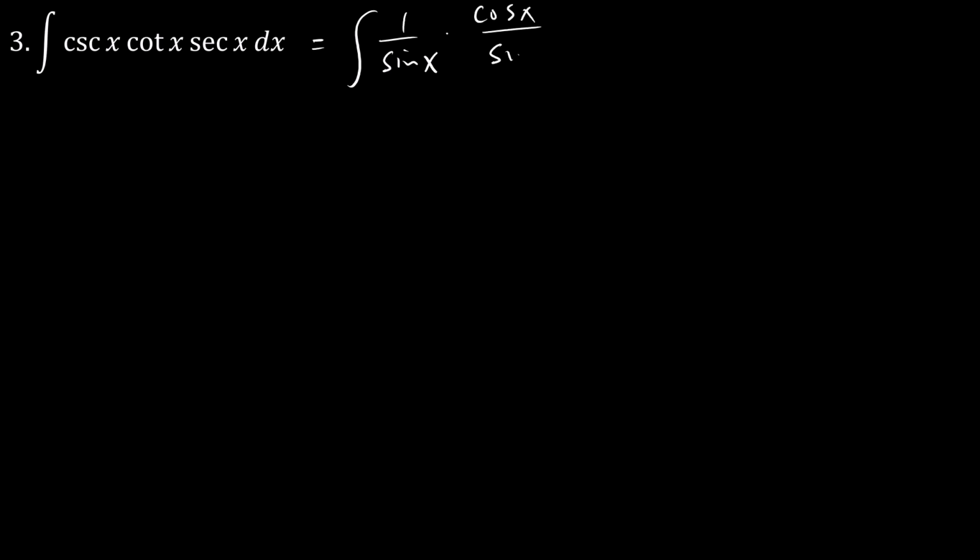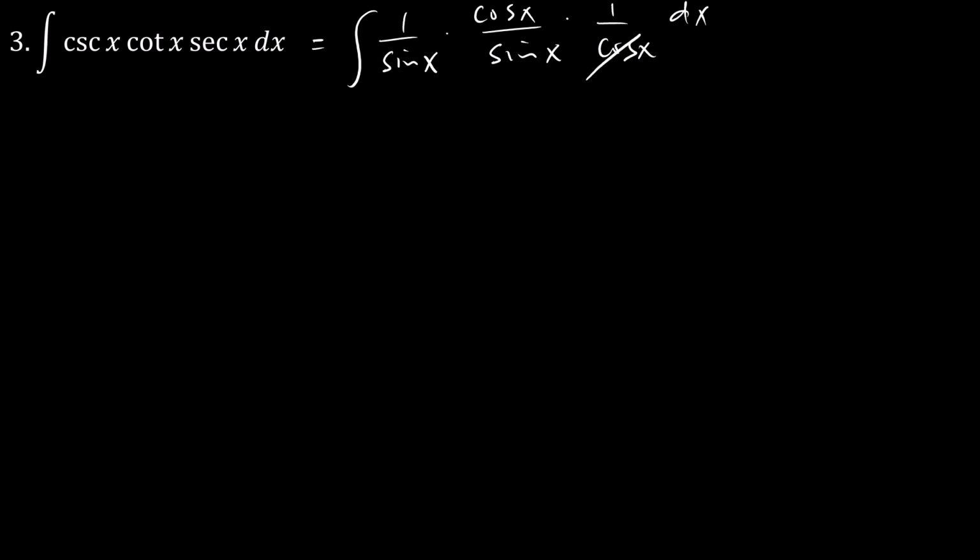Problem number 3 is interesting because we have cosecant of x times cotangent of x times secant of x. Now, with these secondary trigonometrical functions, I think the important thing for us is to try and express them in form of the primary functions of sine and cosine. And so what we're going to do is say, okay, this is the same as the integral of 1 over sine of x. So that is cosecant of x. And then cotangent is the same as cosine of x over sine of x. And then secant is the same as 1 over cosine of x.